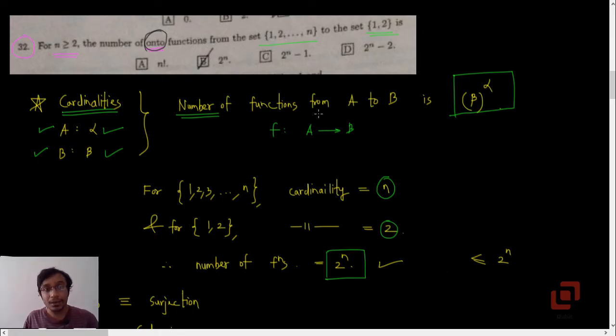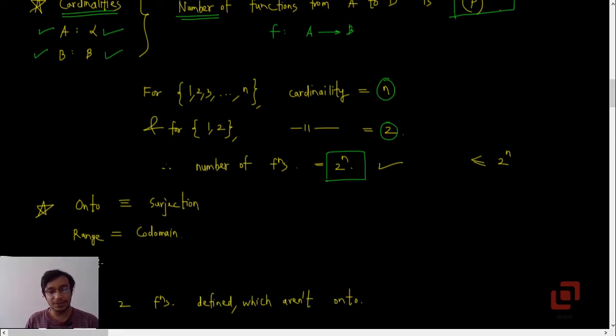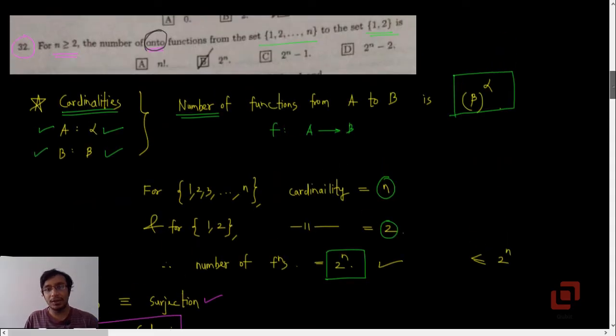Correct? Now we will recall the definition of an onto function. Onto means the range of the function should be equal to its codomain. Onto functions are also called surjections. So what I have now done is calculate the number of functions which are not onto, and subtract that number from 2 raised to n. There are only two non-onto functions. What are they? They are two constant functions.